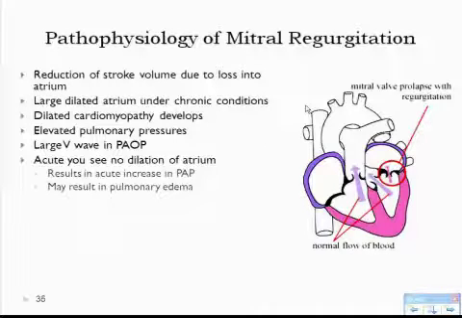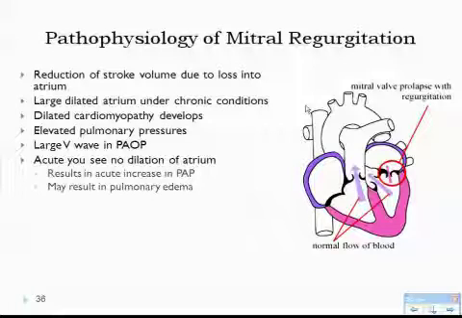So what you see in mitral regurg is you get a significant reduction in the effective stroke volume due to loss into the atrium. You get a large dilated atrium under chronic conditions, and you eventually develop a dilated cardiomyopathy. You do get elevated PA pressures in almost all the disease process, especially if it's significant. Okay? And then you'll see a very large, prominent V wave on your PA occlusion pressure. And that's the typical pathognomonic sign that somebody has an MR when you're looking at a PA occlusion pressure.